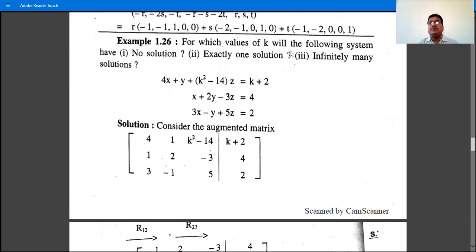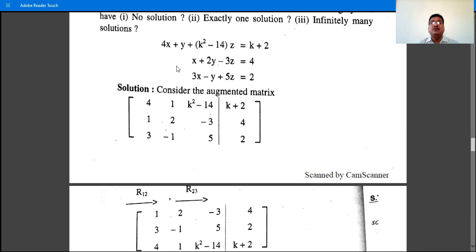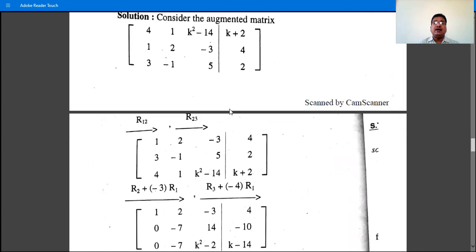For which values of k will the following system have no solution, exactly one solution, and infinitely many solutions? So this is the system. First write the system in matrix form and then write the augmented matrix. The coefficients of x, y, z are 1, 2, minus 3; 3, minus 1, 5; 4, 1, k squared minus 14, and the constants are 4, 2, k plus 2. So this is the matrix of constants, and this is the augmented matrix.